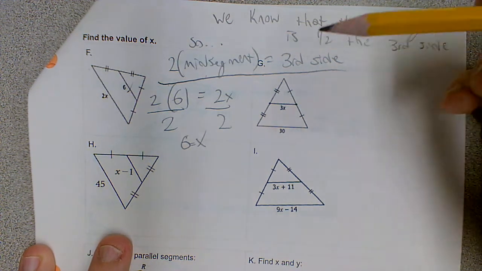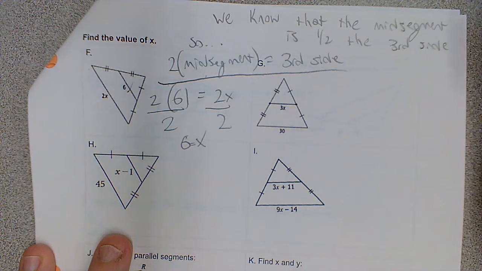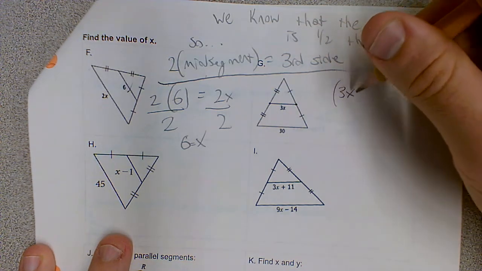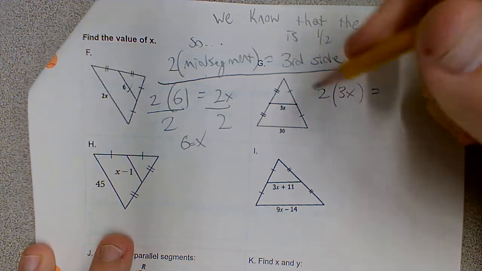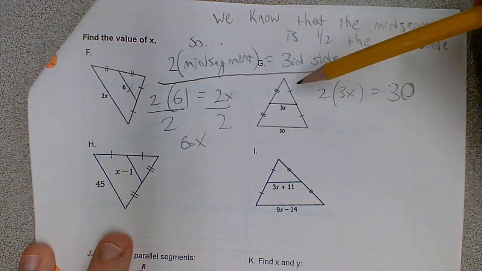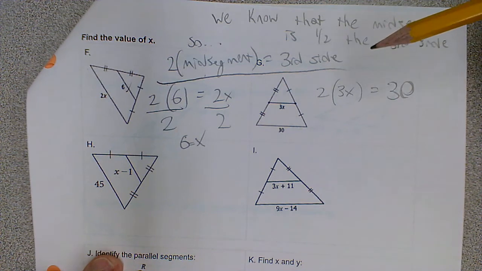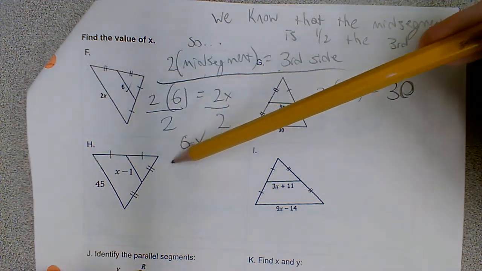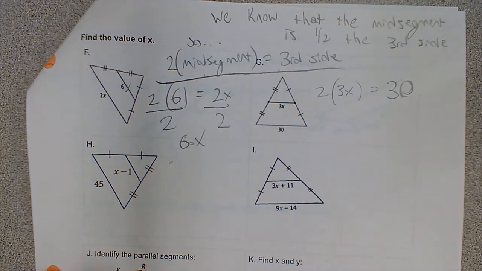Okay, so with that established, we can go ahead and set up G. Our midsegment is 3x times 2 equals our third side of 30. Once we've got that down, it shouldn't be too much trouble to solve. I want you to finish solving G, and then go ahead and solve H and I for me. Pause and give it a shot, and I'll show you the answers in a second.